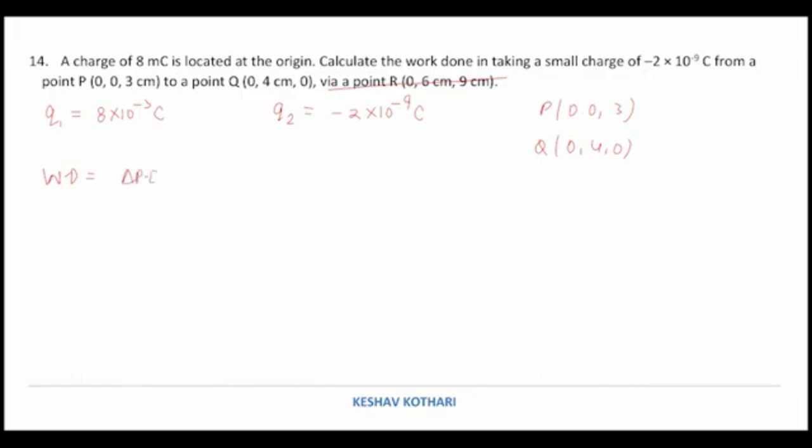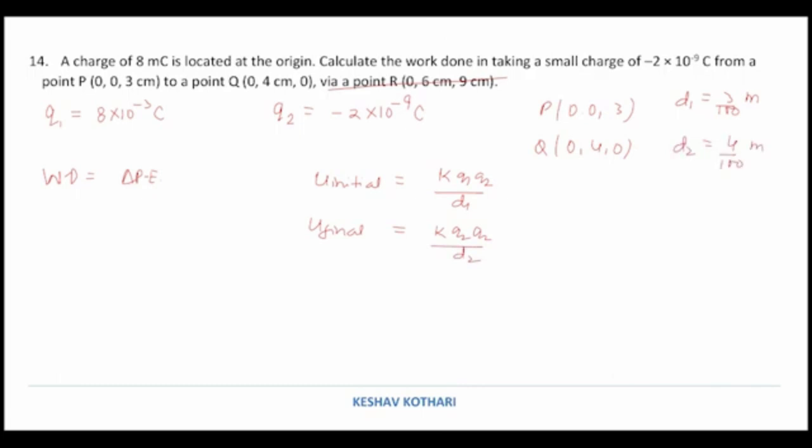So if I write the initial potential energy for the system, the separation between them initially is 3 centimeter, because it is (0, 0, 3). So d1 is equal to 3 centimeter. We are writing it as 3 by 100 meter. So the initial potential can be written as K Q1 Q2 by d1, and the final value can be written as K Q1 Q2 by d2, where d2 is equal to 4 centimeter, which we write as 4 by 100 meter.